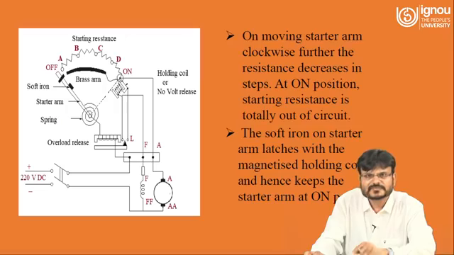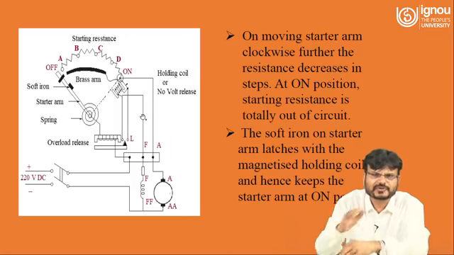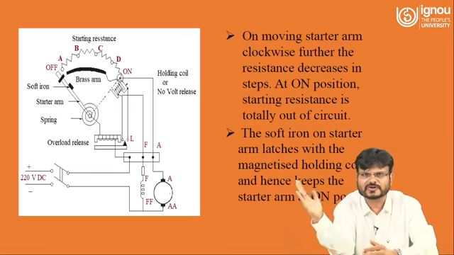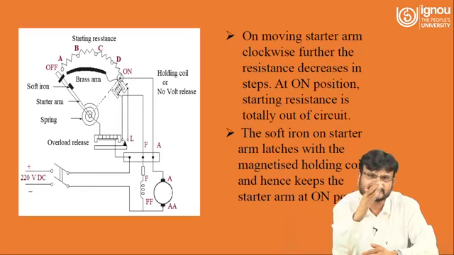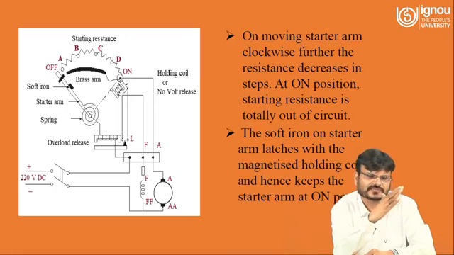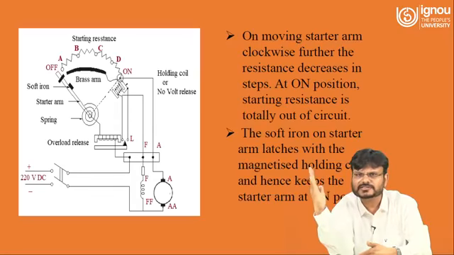Again you can see that on moving the starter arm clockwise, the resistance decreases in steps. As this arm is moving from the off position to the on position, what is happening here? At this position the whole resistance from A to D is connected in series. Now this arm is moving like this, so at this position it is A, then it moves to B, then C, then D, then it comes to the on position.